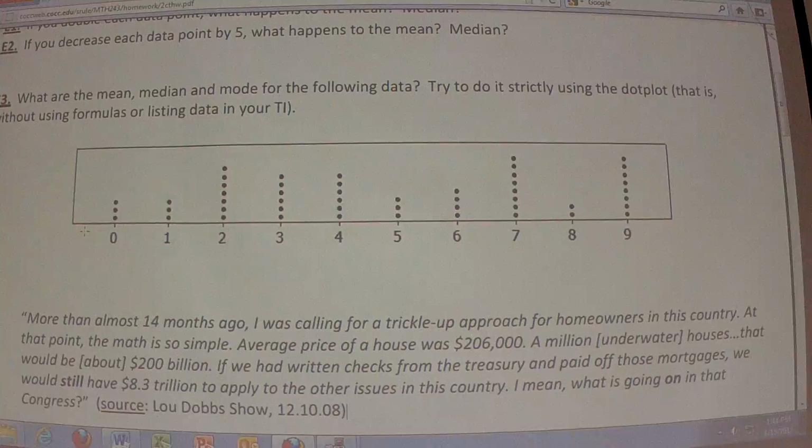$206,000 house value. If every one of those 1 million houses cost exactly the same, they'd all have to cost $206,000 to accrue the same amount of debt borrowed against them as they are now. Now, I love centers. I love center measures. The problem with center measures is they're not enough. And I want to go back to our friends Bert and Ernie to talk about why it's not enough.